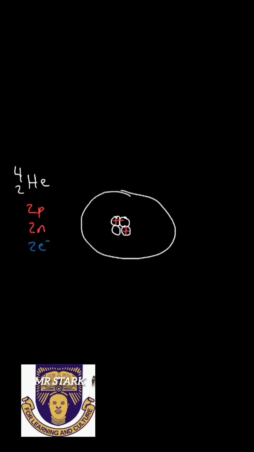Helium, which we said has 2 protons, also has 2 neutrons. And as a neutral atom, it has 2 electrons. So if we draw the atomic structure of helium, it has 2 protons, which I'm going to represent with a positive charge, and 2 neutrons. The neutrons are neutral, but protons have a positive charge. And surrounding the helium nucleus, you have 2 electrons.